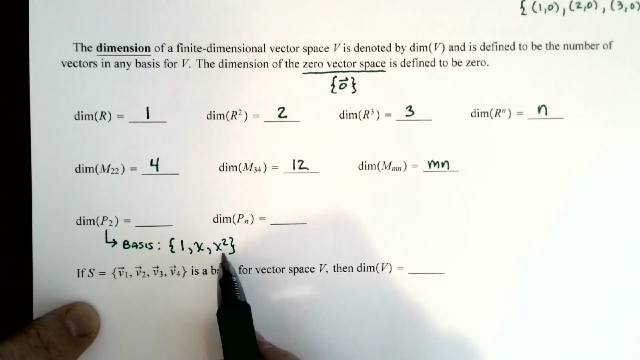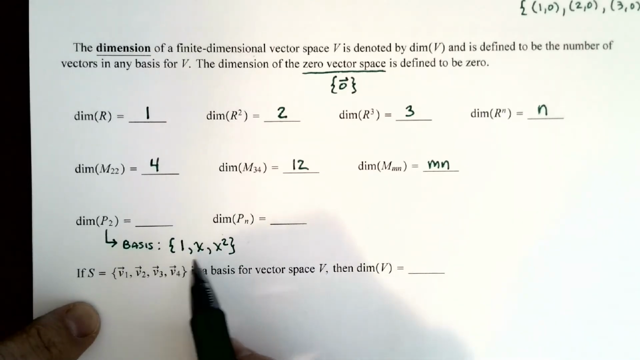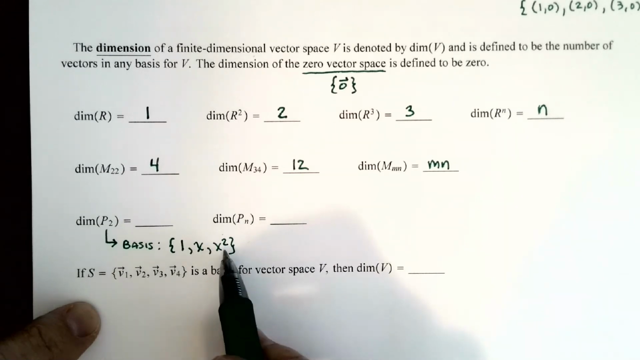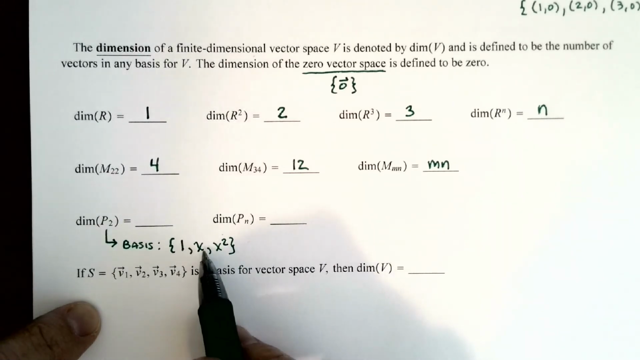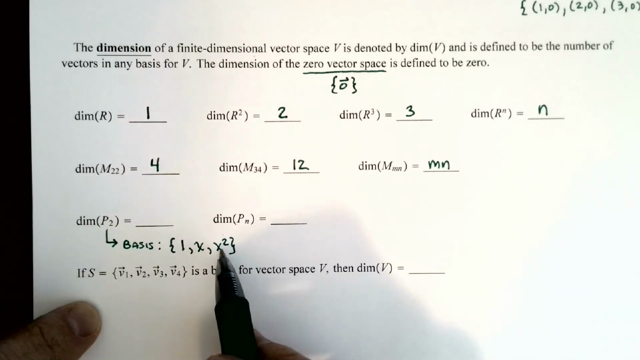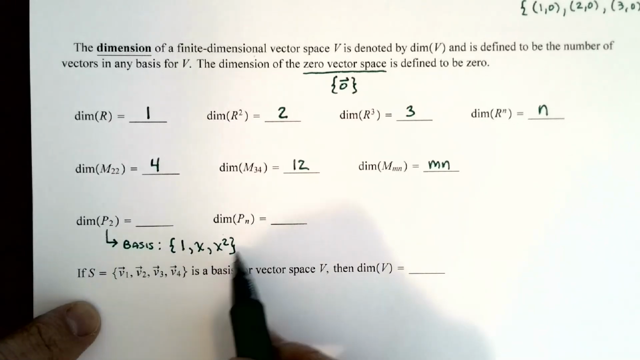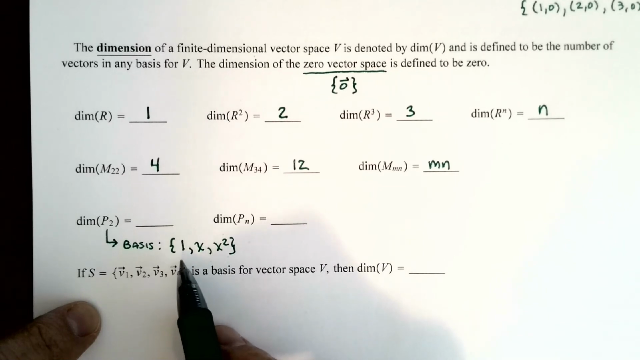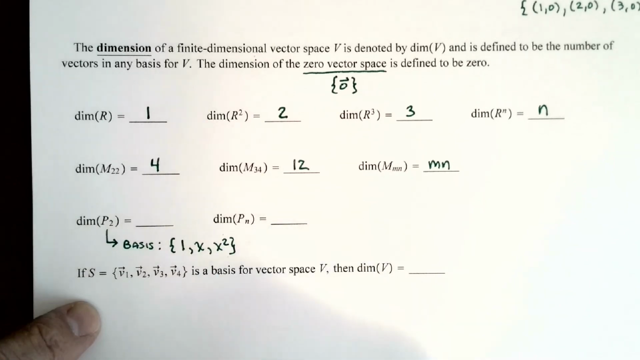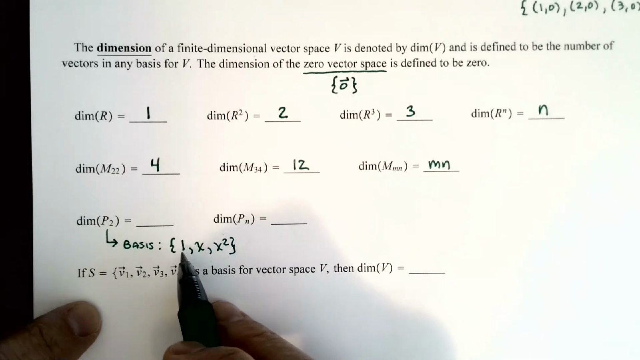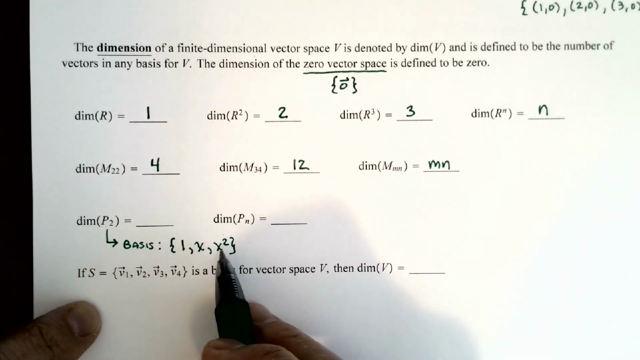Clearly they're linearly independent, right? I cannot write 1 as a linear combination of x and x squared. I cannot write x as a linear combination of 1 and x squared, and I cannot write x squared as a linear combination of 1 and x. That is clear. And so they're linearly independent, and they span all the space, right? Every polynomial of degree 2 or less can be written as a linear combination of these 3 polynomials, right? So what's the dimension of P sub 2? Let's count it out. 1, 2, 3, right?